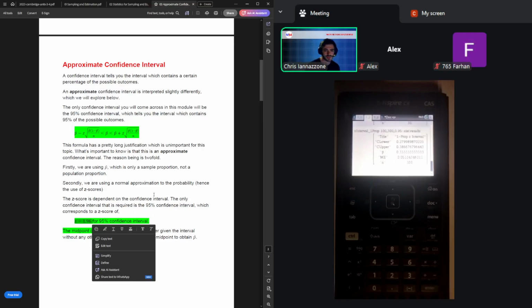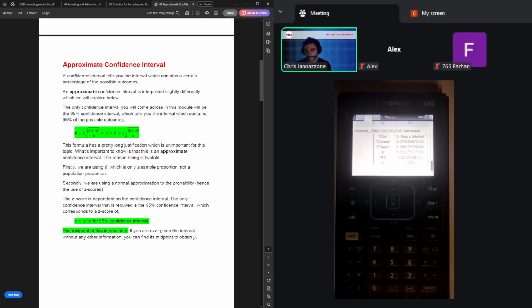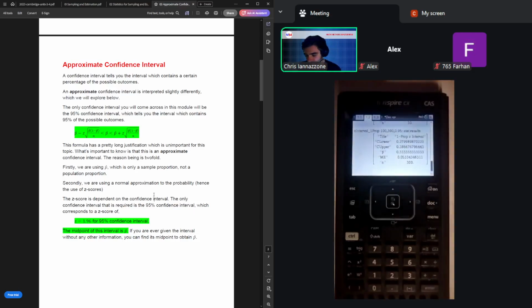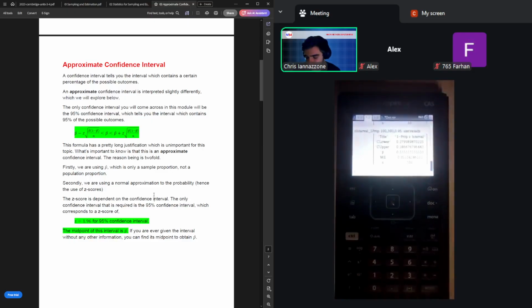The reason why is because it's proportional, and the other reason why is because when you're doing approximate confidence intervals, what you're actually doing is trying to estimate p hat based on your sample. So n is always the sample size. In this last example, you have a sample size of 300, and x is going to be the number of things in the sample that met your outcome, whatever you wanted.